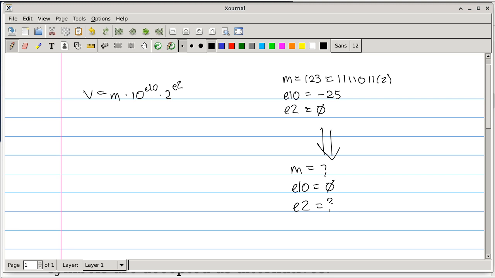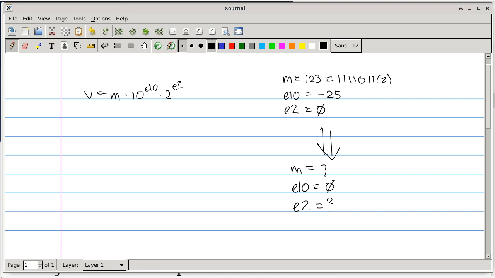You have to, okay, so if you move E10 from negative 25 to negative 24, the represented quantity is going to be 10 times what it used to be, right? But I don't want the value to change, so what do you need to do? What do you have to do to the mantissa when you add 1 to E10? You have to move the decimal point, but in which direction? To the left or to the right? You have to move it to the left.